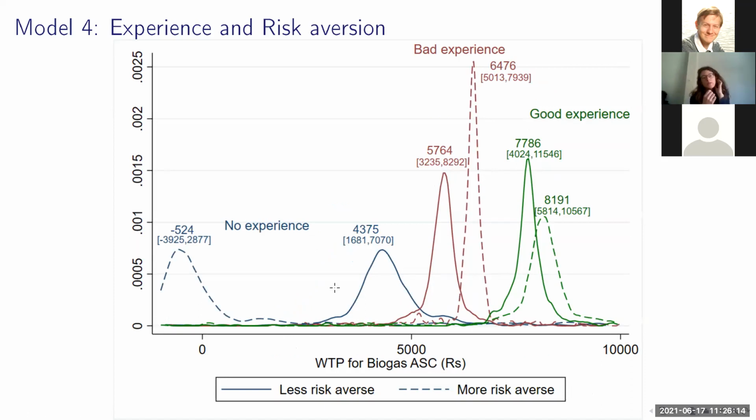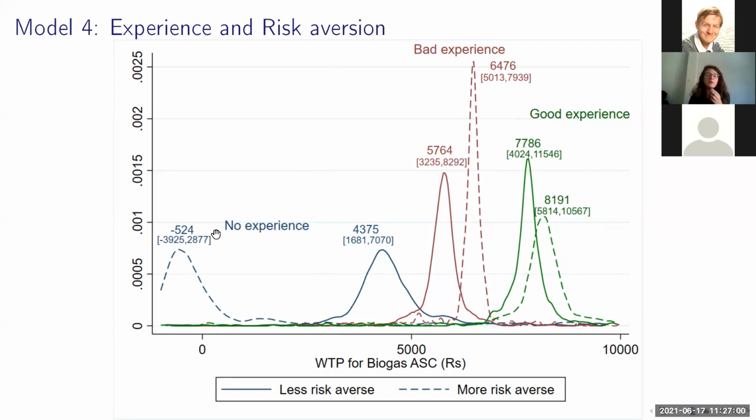So then what we want to look at is, as I say, there's evidence in the literature that households who are risk averse and households who are impatient are less willing to pay for technologies that are innovative and that they are less familiar with. So we interact, again, the biogas alternative specific constant with both the experience and the risk aversion dummy. And we find that for households of good experience and for households who've had bad experience, the difference in willingness to pay between risk averse and less risk averse households is very small. It's not statistically significant at the mean.